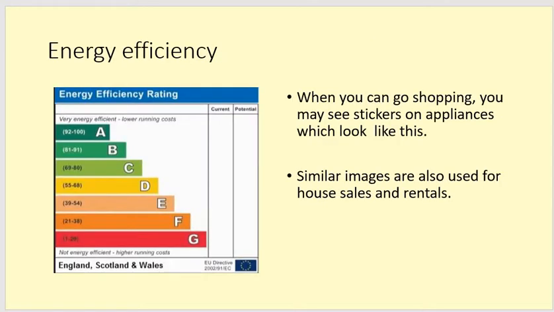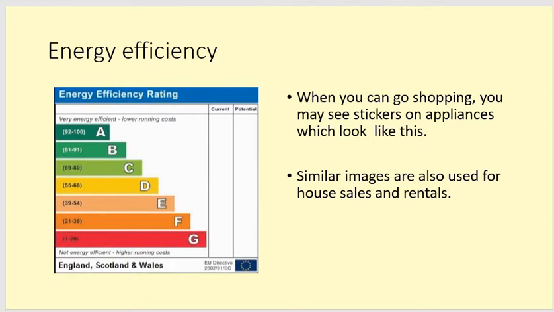So, you go shopping in one of these places now that they are reopened. You will see stickers like this on every appliance. You will also see these on the side of the sleeves in which light bulbs come, so that's probably an easy place to find them in your home. You'll also see a similar thing if you go onto a home sales or rentals website such as Zoopla or Rightmove, and these are energy efficiency ratings.